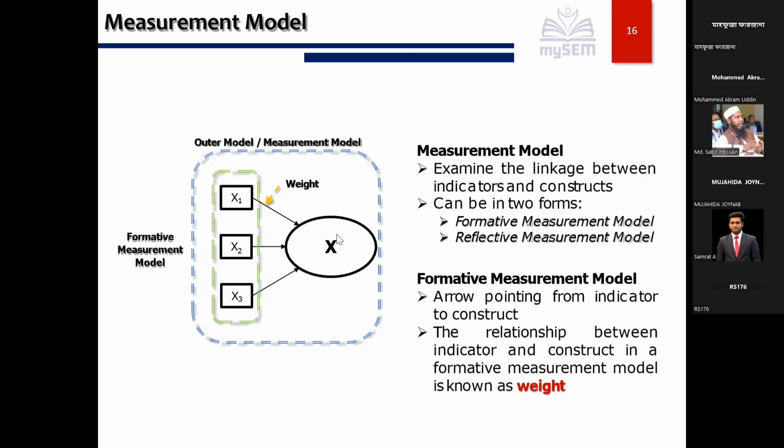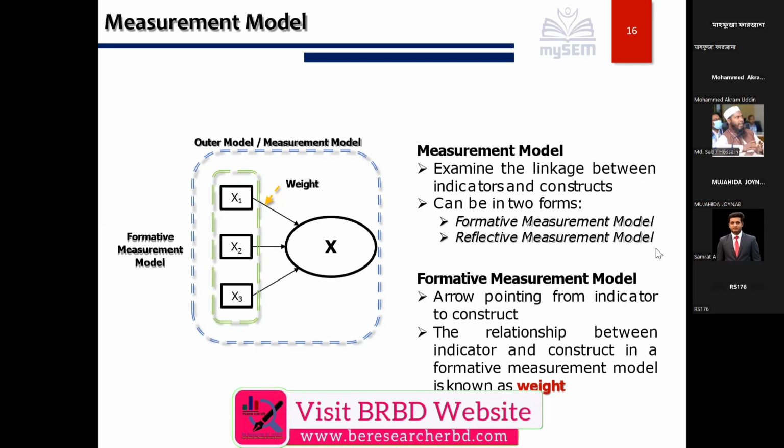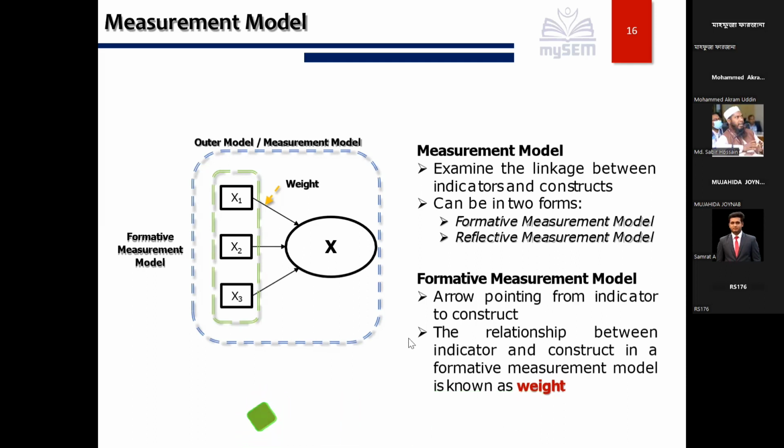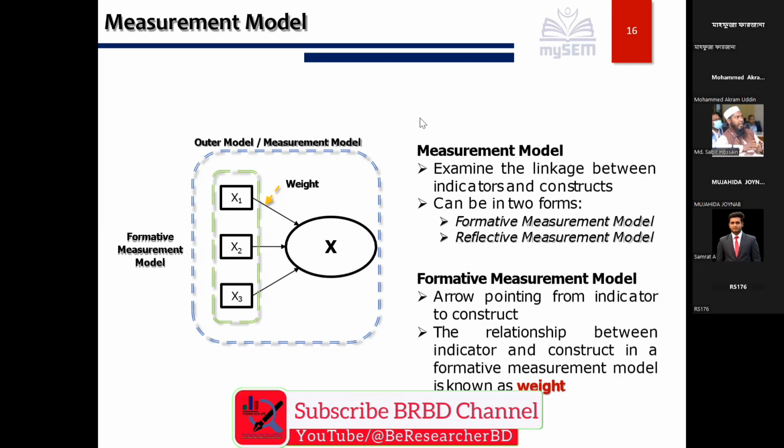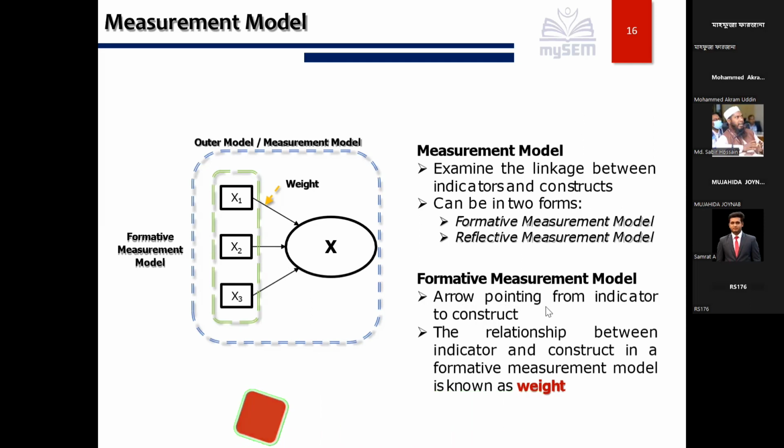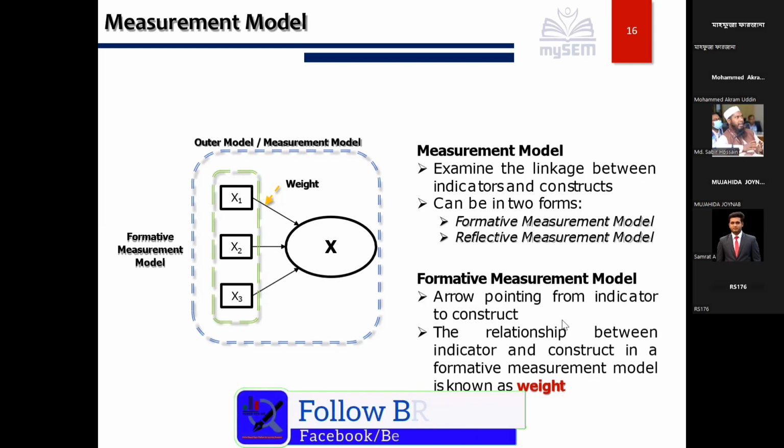So what is the relationship? It can be in two forms: the formative measurement model and the reflective measurement model. First, the formative measurement model, which this slide shows. In the formative measurement model, the arrow points from indicator to construct. The relationship between indicator and construct in a formative measurement model is known as weight.